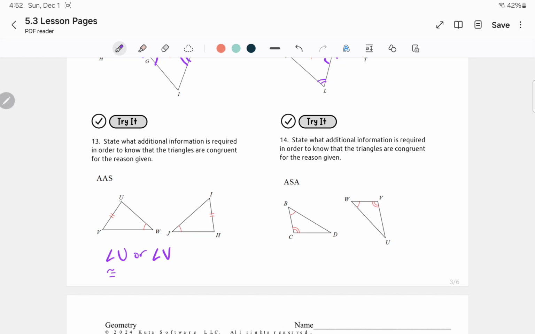But so U would be matching up with, it looks like H. I believe that would be H. I could be wrong, because I'm just basically picturing it rotated and flipped here, but it's okay. Just don't worry too much about this one. And then V would be congruent to I. Yeah, V would be congruent to I. So, yeah, just ignore that one, honestly. Don't worry about number 13.